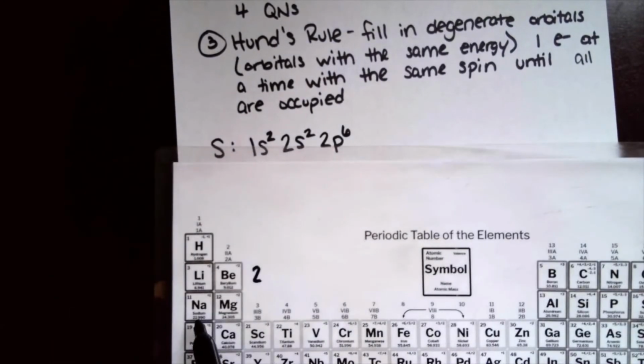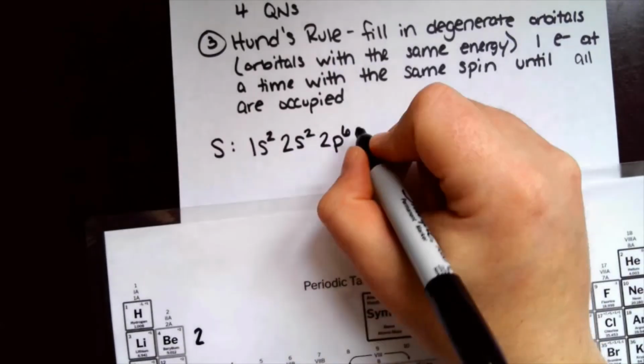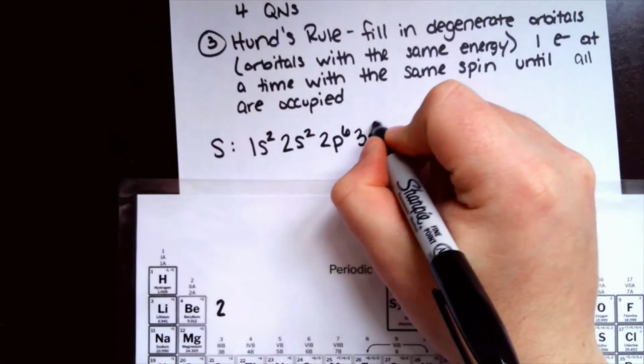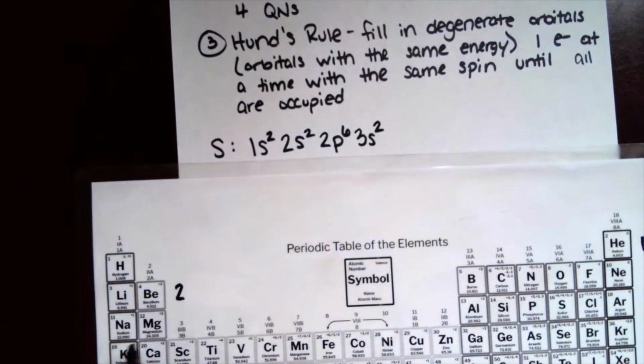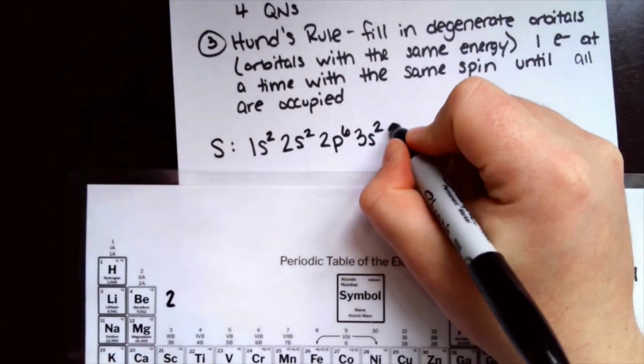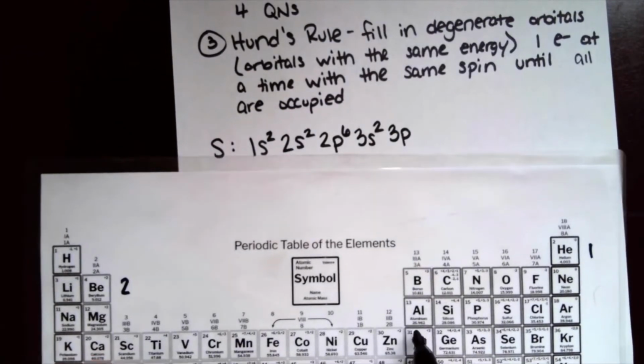The next element is in the s block, and it's in the third row. So now we've got 3s. Both of them are needed. After magnesium, now we get into the third row in the p block. So it's 3p. Now we keep counting all the way to whatever element we're looking for.